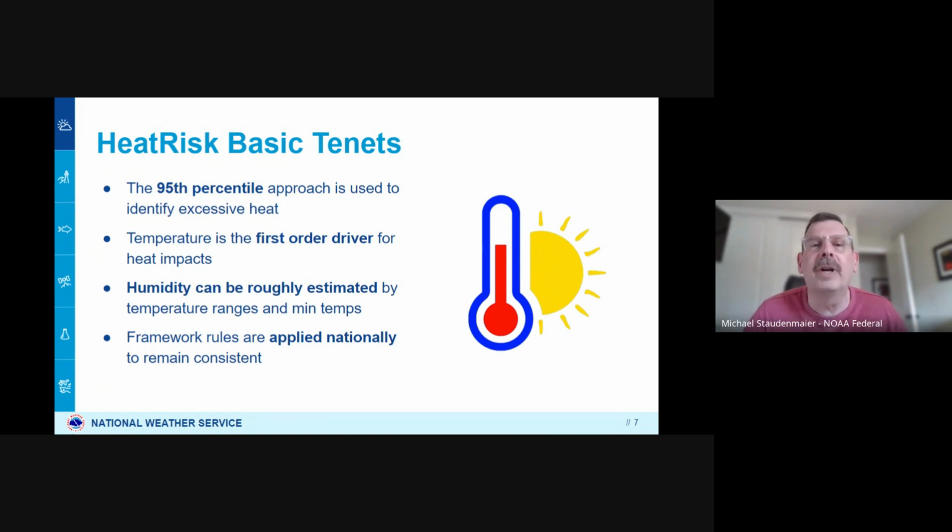We're pretty good at forecasting temperatures out through 7 days, and that really drives the bulk of negative heat impacts. But we can, however, roughly estimate humidity and air mass characteristics by leveraging temperature ranges and minimum temperatures. The last thing I'll mention here is that in order to be consistent across the CONUS, the same framework rules have to be applied in a similar fashion to all locations. While any method can be tweaked to be better for one particular location, a national approach can't have local rule sets imposed within it without the heat service becoming inconsistent.